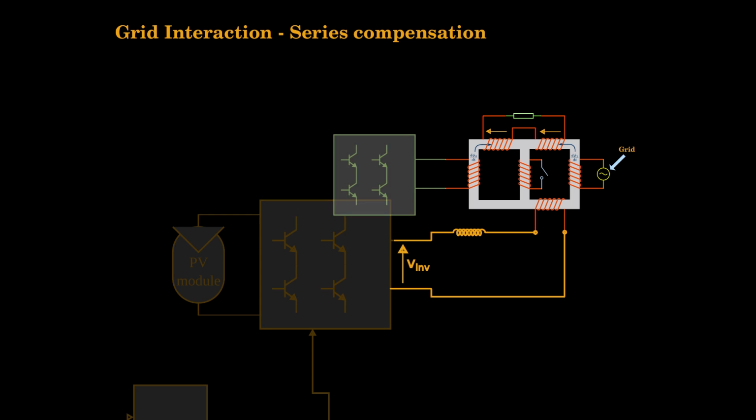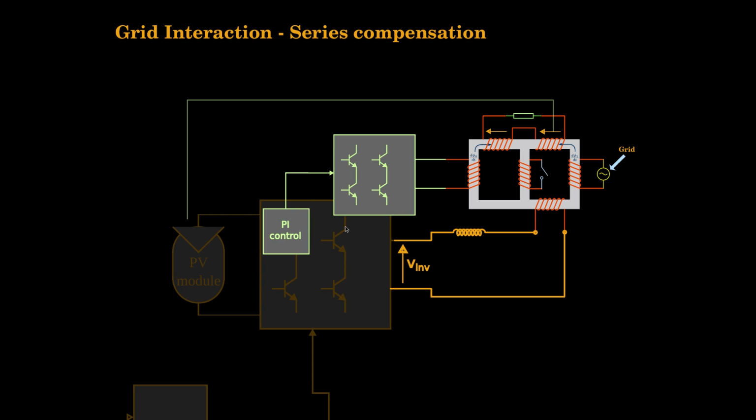We said we could also do series compensation. So we could have an inverter here and PI controller. You can measure from the output, and let us say we define a pure sine like this, and then we can take the feedback from the output here.